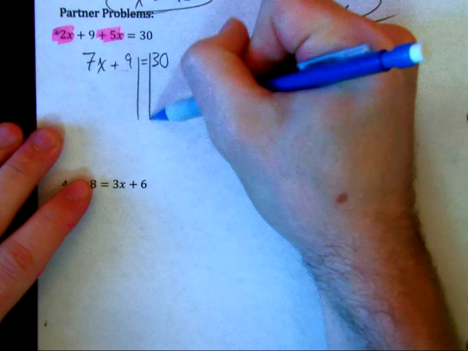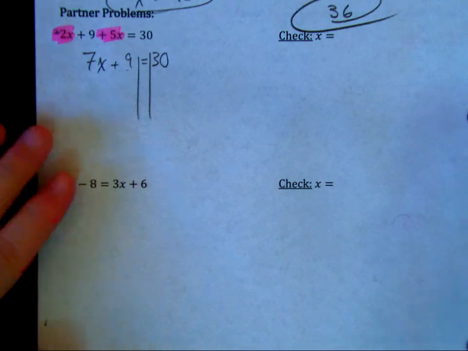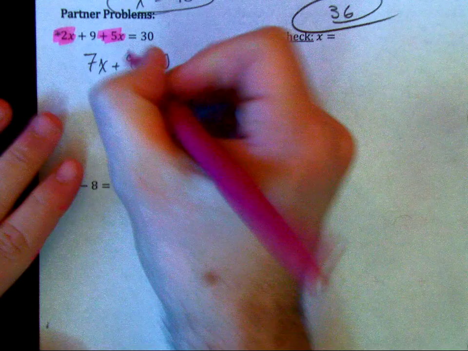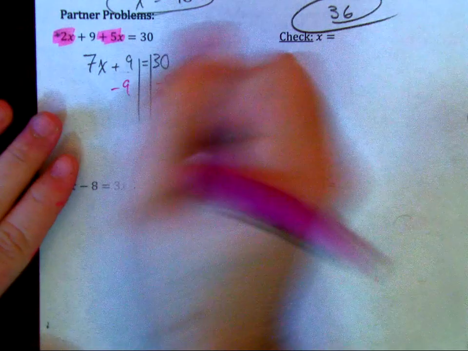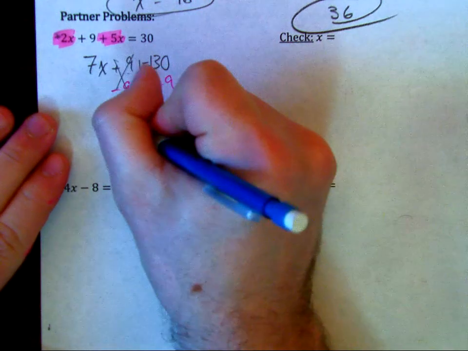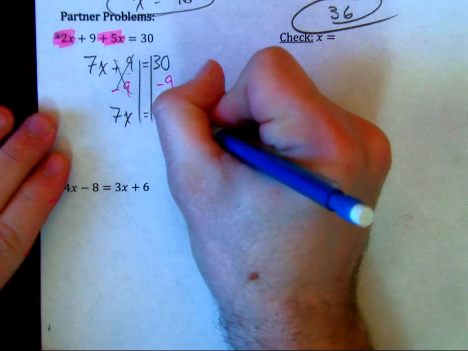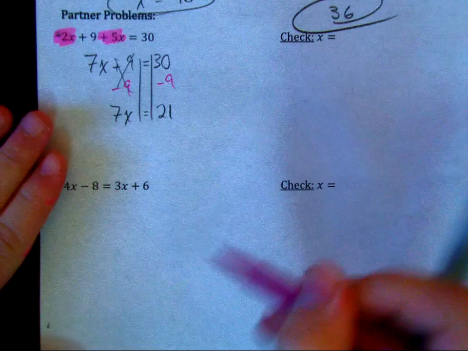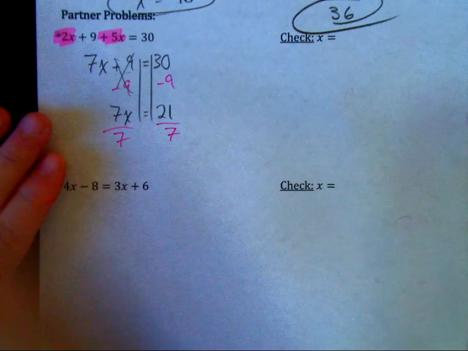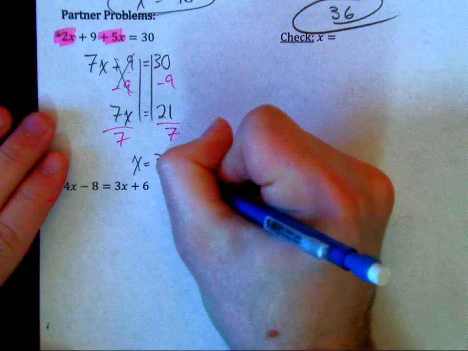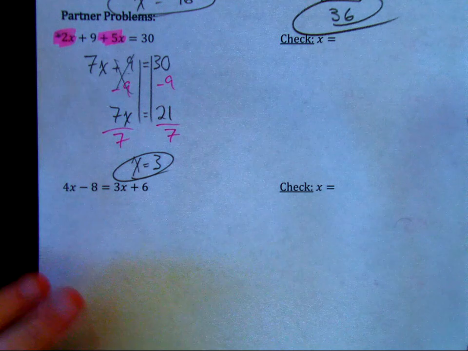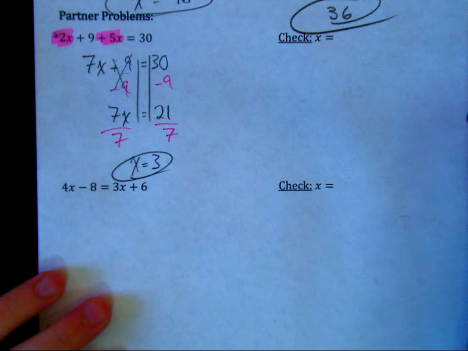You can draw your railroad tracks, training wheels, or river, whatever you want to call them. Be able to add the opposite to both sides. So I say minus 9 to both sides. These cancel out. So we have 7x equals 21. Divide both sides by 7, since that's our coefficient. And we say x equals 3. Again, notice how it takes about 30 seconds to work on a problem.